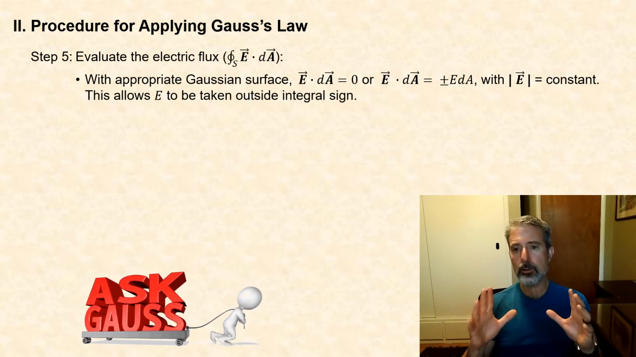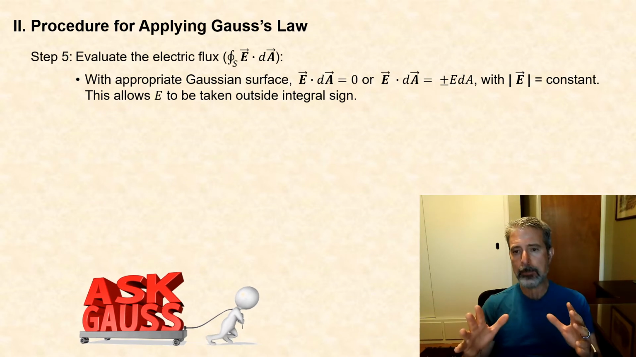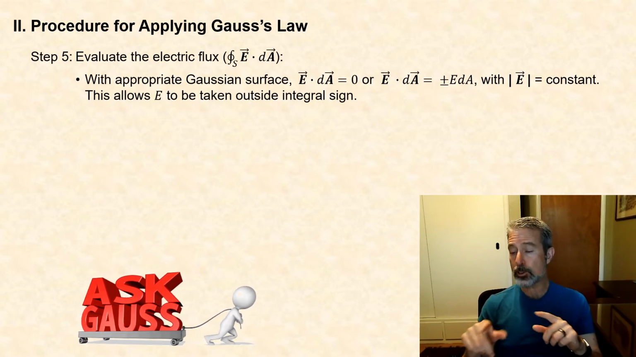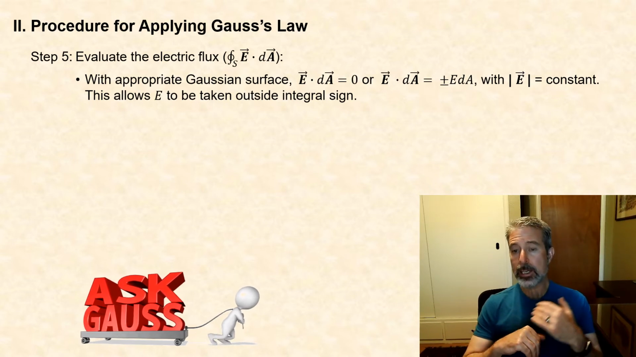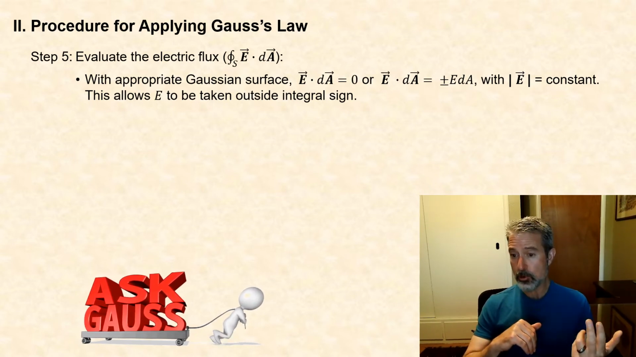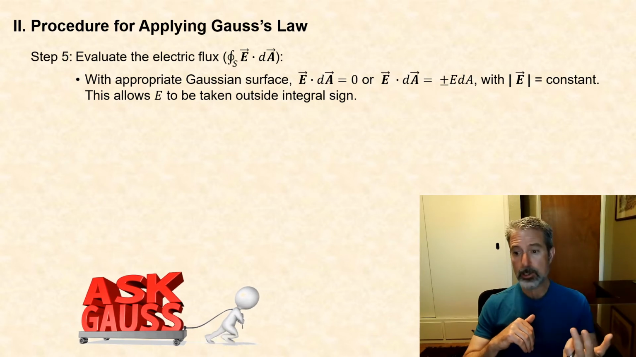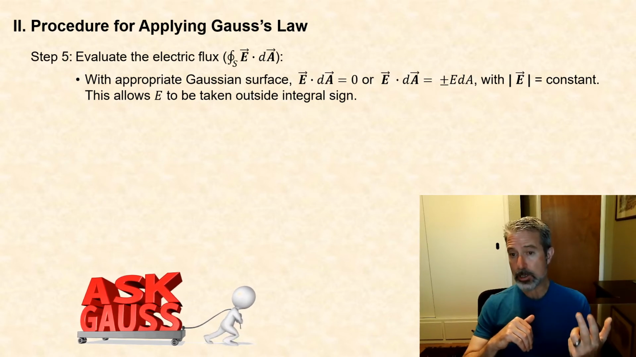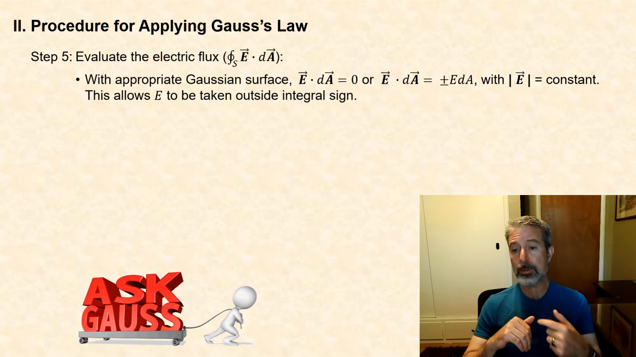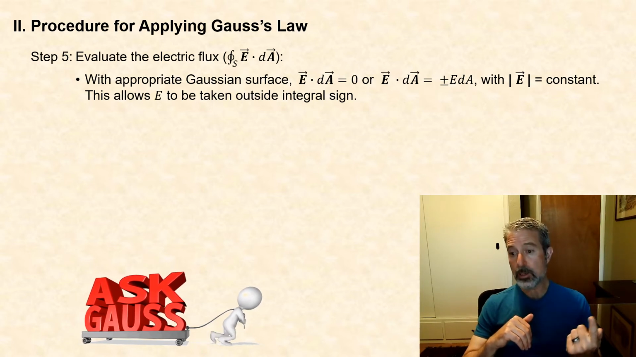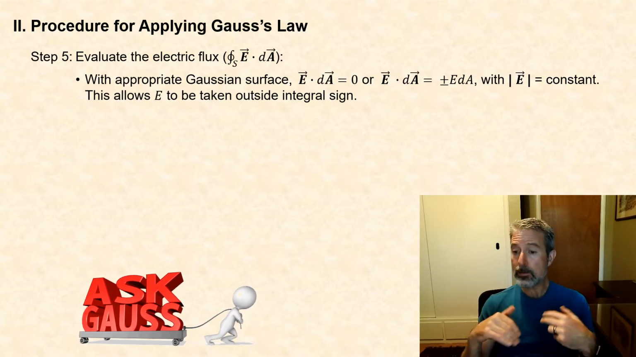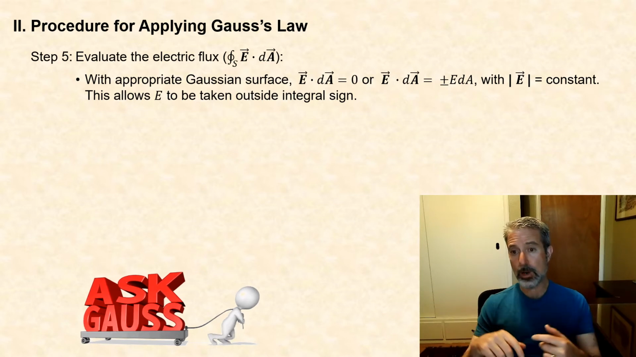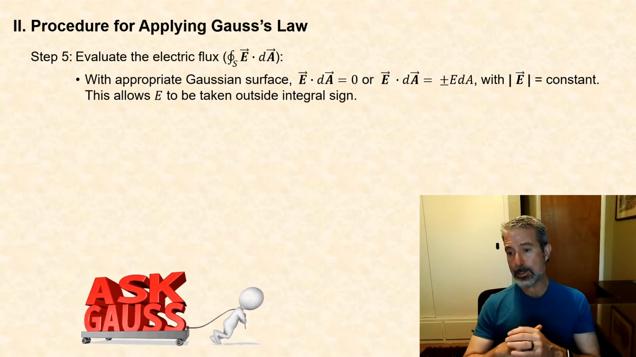The only other thing that can happen is that the electric field is either parallel or anti-parallel to that area vector dA. If it is in the same direction as dA, then this dot product, E dot dA, is simply equal to the magnitude of E times the magnitude of dA, which is just the area of that piece of the surface, times the cosine of 0, which is just 1. If it's anti-parallel, if they're in opposite directions, then it's going to be minus E dA, right?